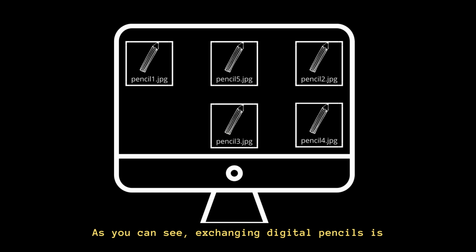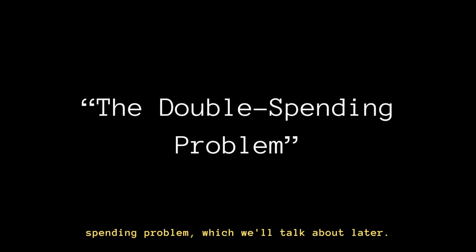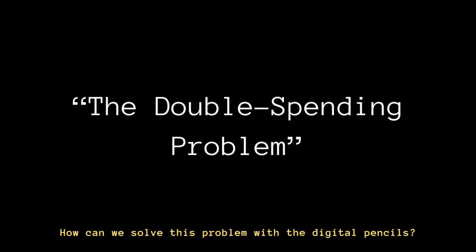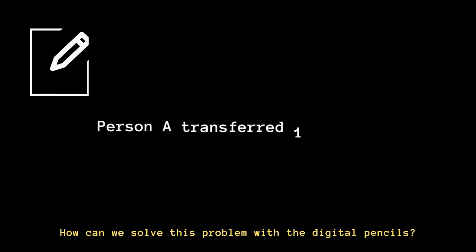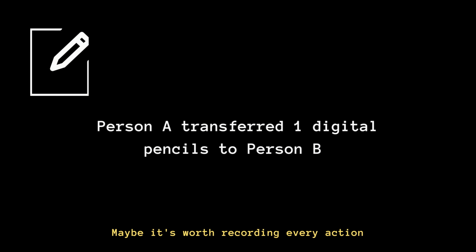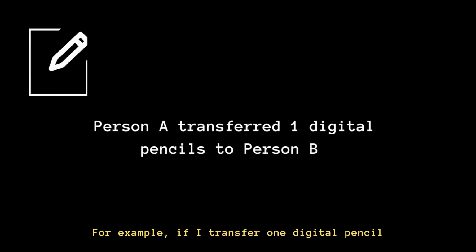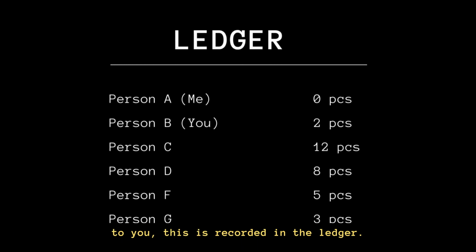As you can see, exchanging digital pencils is much more complex than a personal direct exchange. This problem is also known as the double spending problem, which we will talk about later. How can we solve this problem with the digital pencils? Maybe it's worth recording every action with digital pencils in a ledger. For example, if I transfer one digital pencil to you, this is recorded in the ledger. It will show that now I have 0 pencils and you have 2. Problem solved, right? But it's not that simple.